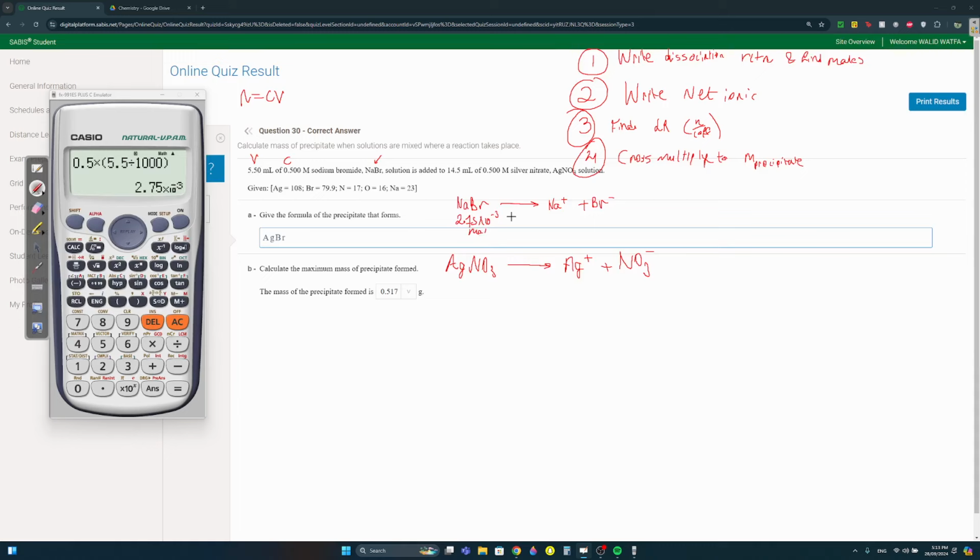Isn't it the same coefficient? They all have the same coefficient. What does this mean? It means they have the same moles.